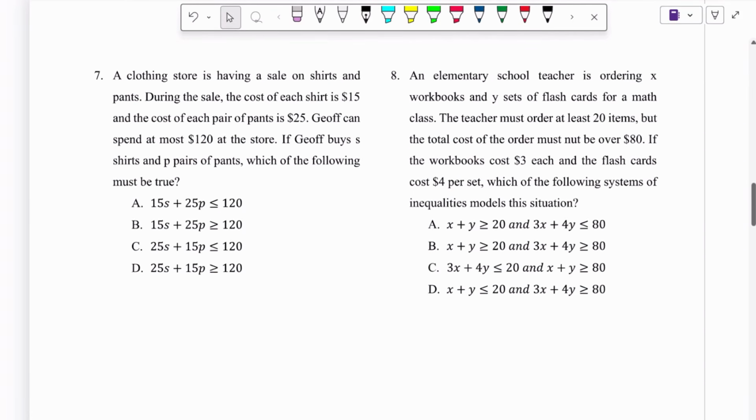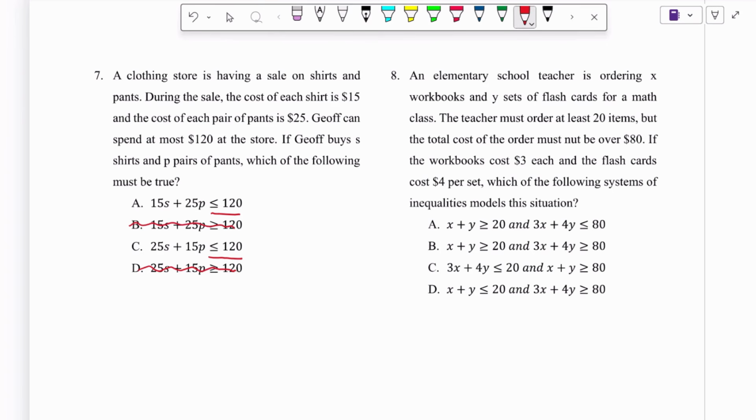All right, problem 7. A clothing store is having a sale on t-shirts. During the sale, the cost of a shirt is $15 and the cost of a pair of pants is $25. Geoff cannot spend more than $120 at the store, so it has to be less than or equal to 120. Right away, looking at these answers, I'm not looking at this one because it says greater than. I have to spend less than that 120.